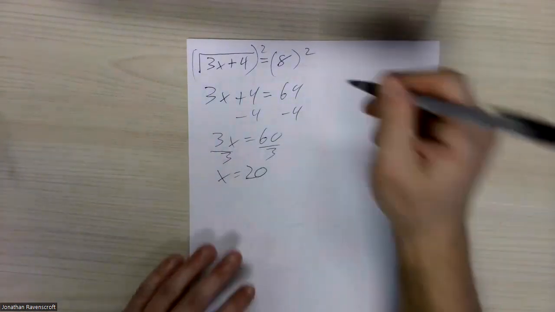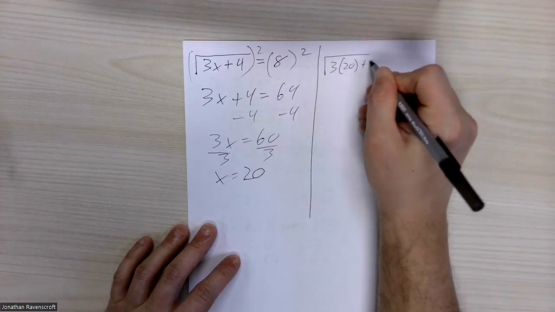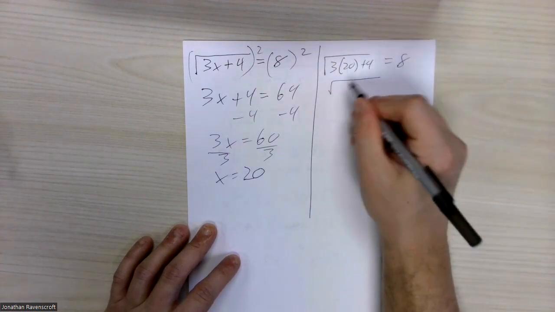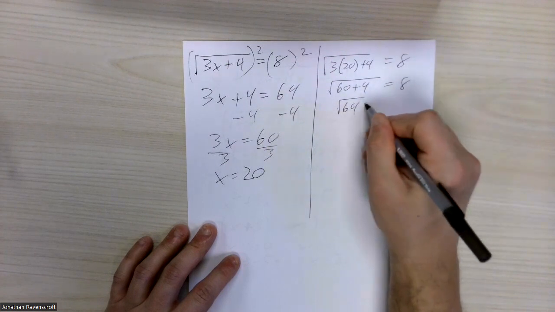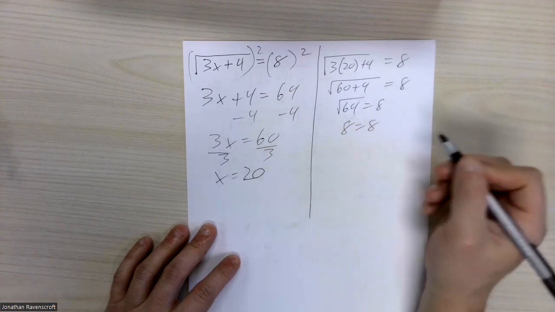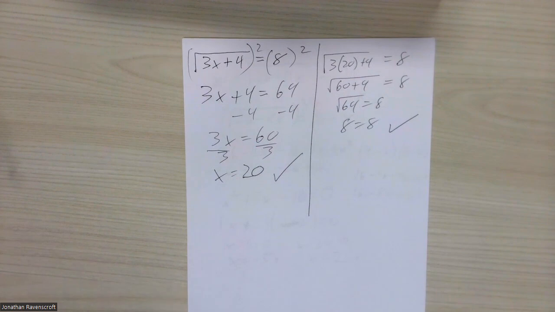Does that work? Well, maybe. 3 times 20 plus 4 equals 8. 60 plus 4 equals 8. Square root of 64 equals 8. 8 equals 8. Checks out. 20 is a valid solution.